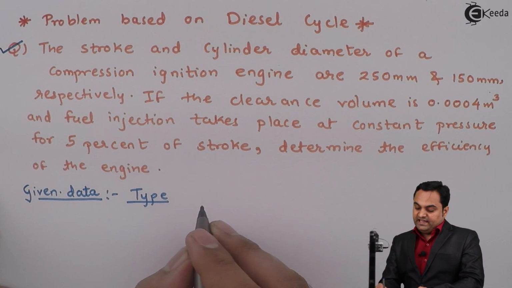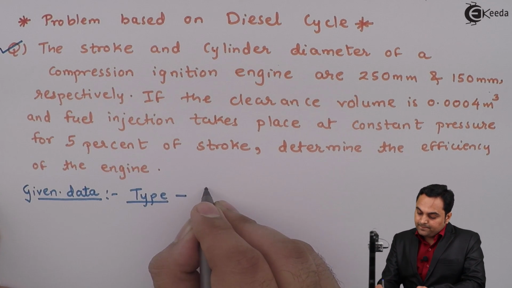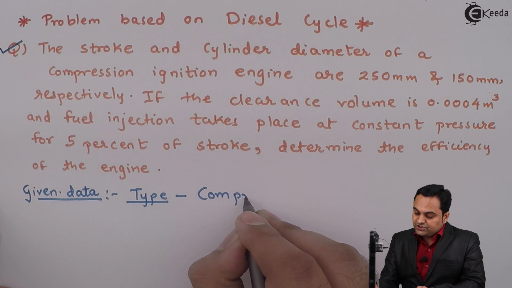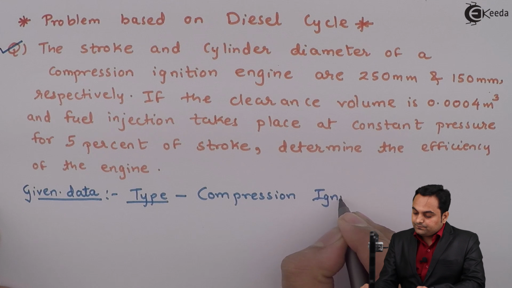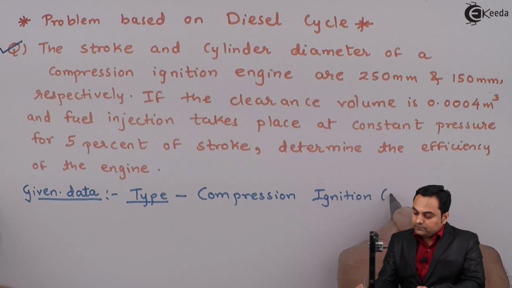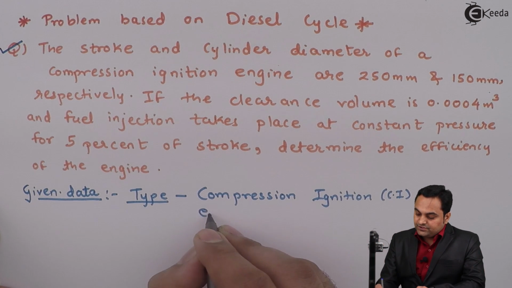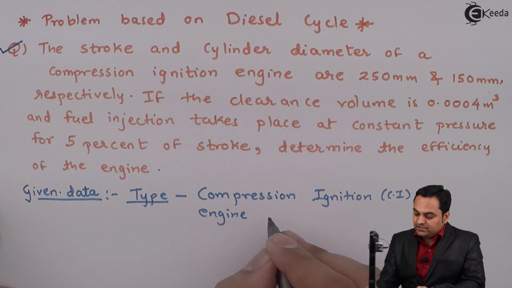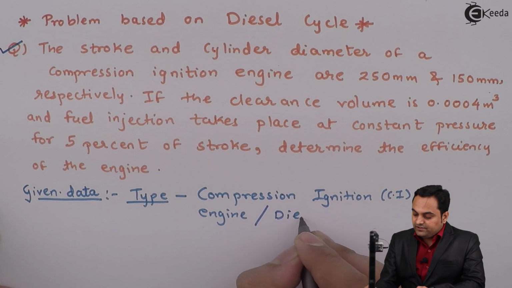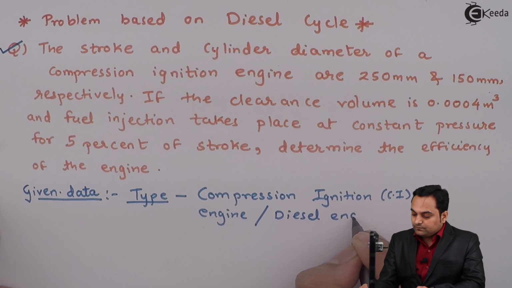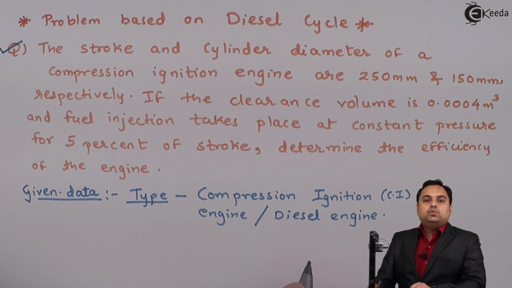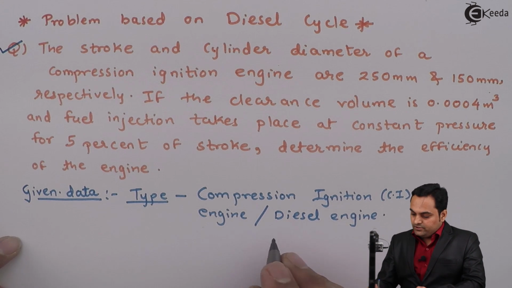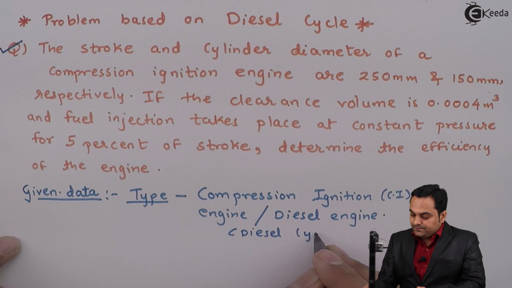Now the type of engine which is given here is compression ignition, that is CI engine, and CI engine is the other name for diesel engine, and this diesel engine will always work on diesel cycle. So here the type of cycle is diesel cycle.